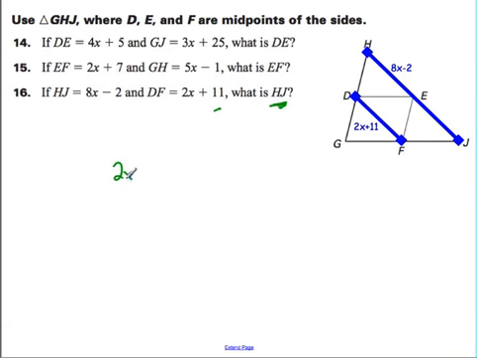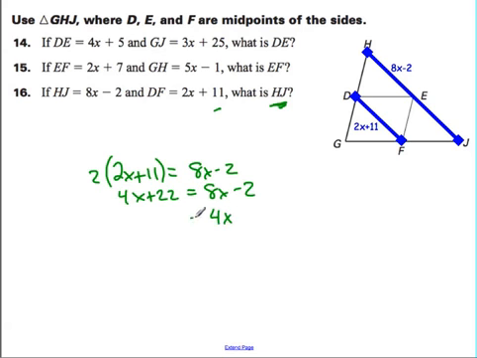You should have set up 2x plus 11 equals 8x minus 2. This is the shortest side of the midsegment, so we're going to have to double this side. So that will give us 4x plus 22 equals 8x minus 2. I'll subtract 4x from both sides. That would give me 4x here. I'll add 2 to both sides, so that would be 24. I'll divide both sides by 4, and x equals 6.